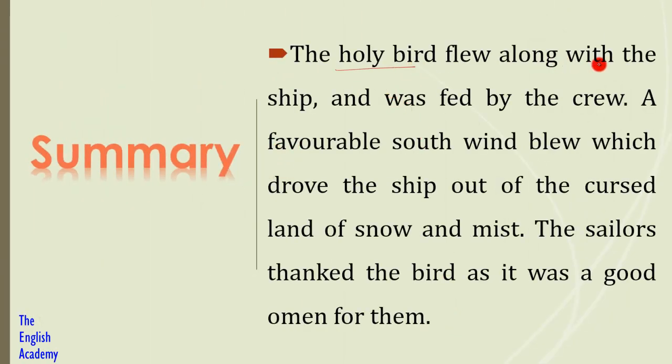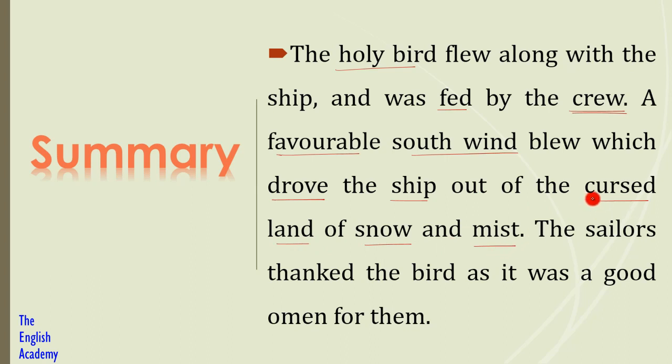The holy bird flew along with the ship and was fed by the crew. Then the mariner says that the albatross accompanied their ship and it was also fed by the ship's crew. A favorable south wind blew, which drove the ship out of the cursed land of snow and mist. Now, as their ship was traveling towards the north direction, a favorable wind started blowing, which was in the favor of the ship. It was blowing from the south direction and it helped their ship sail smoothly towards the north. And it pushed the ship out of the cursed land of snow and mist.